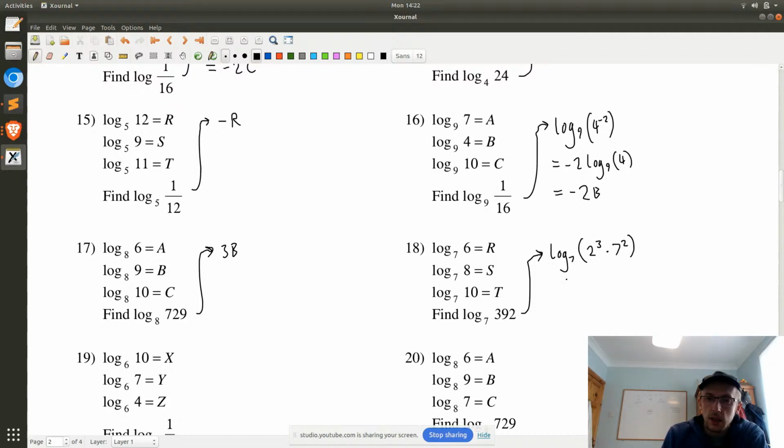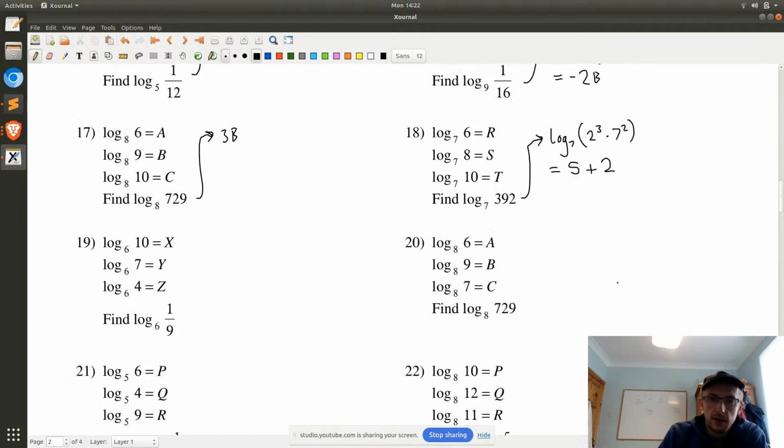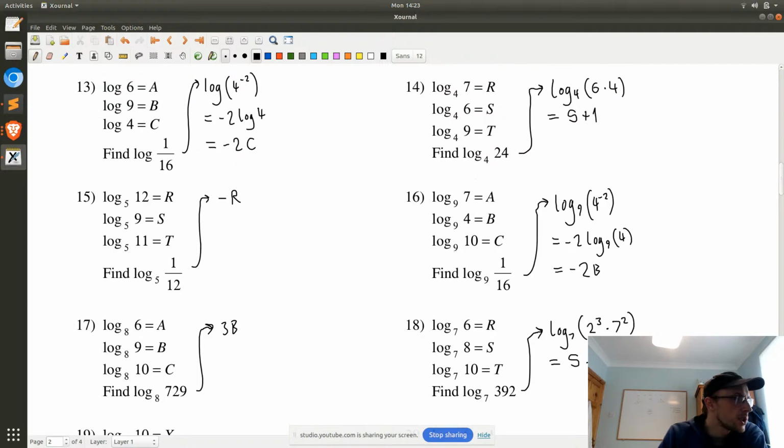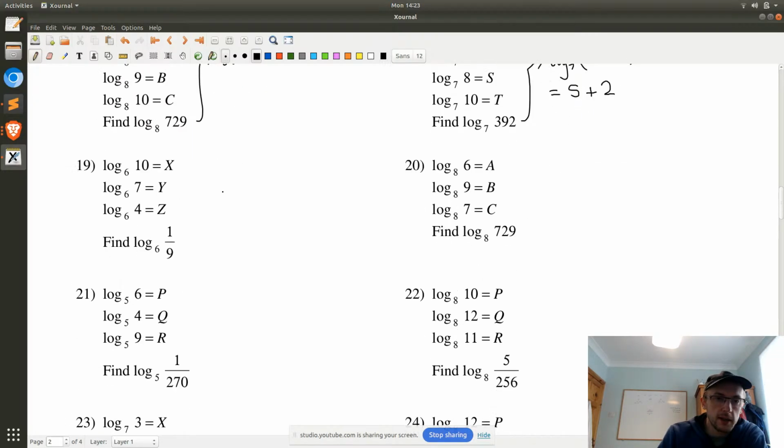Better. Okay, so that's log base 7 of 8, which we already know is s, plus 2. It's s plus 2. And that's the next 6 done. So we need to check now. Negative 2c through s plus 1. That's all correct. That's all good. Excellent.